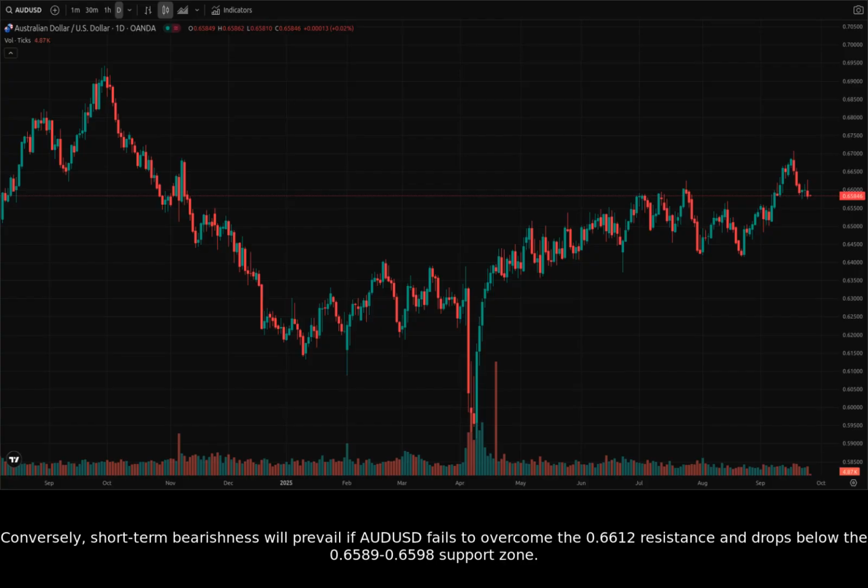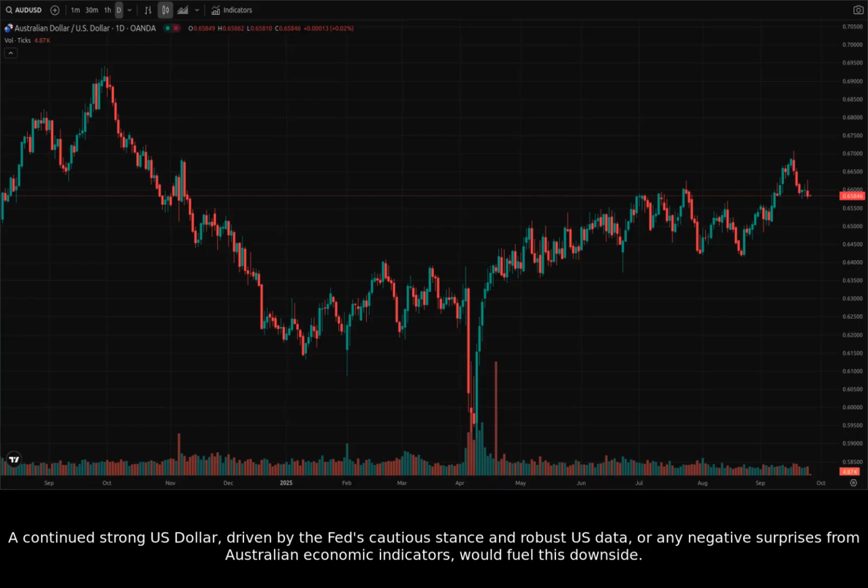Conversely, short-term bearishness will prevail if AUDUSD fails to overcome the 0.6612 resistance and drops below the 0.6589 to 0.6598 support zone. A continued strong US dollar, driven by the Fed's cautious stance and robust U.S. data, or any negative surprises from Australian economic indicators, would fuel this downside.